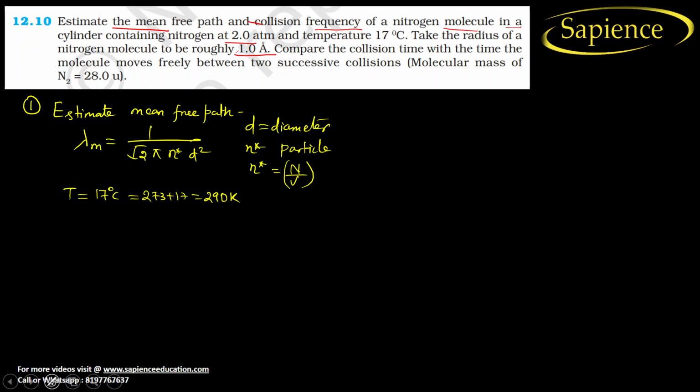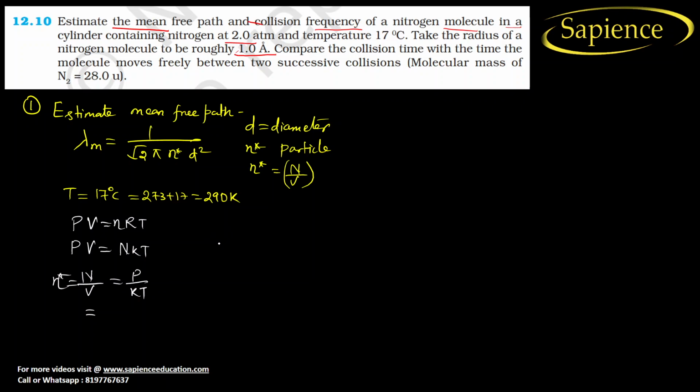Now before that we need to understand how we will find out n star. As we know, PV is equal to nRT. We have also one formula, PV is equal to, in place of n, the number of molecules, N into K into T. We actually want N by V. So from here, N by V is equal to P by KT, where N by V is equal to n star. So n star is not the number of moles. Here n star is molecular particle density. So just put the value, and we will get the particle density.